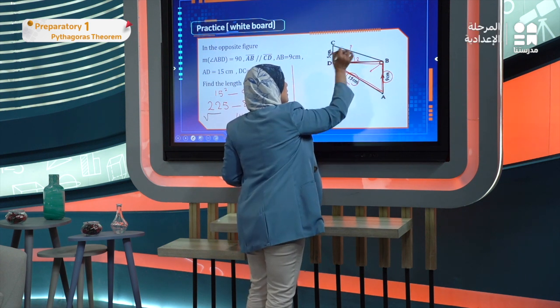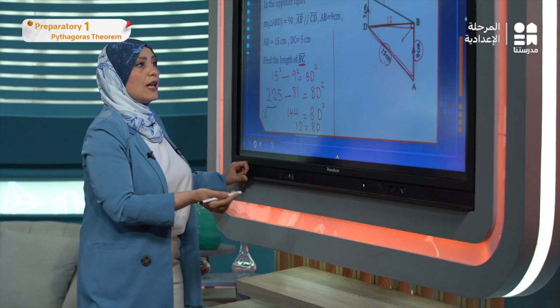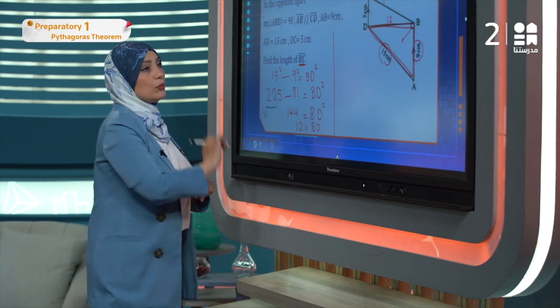We still need BC. Here it is. We need BC in the question. How can we find it? Now we have another triangle. Let me make it with blue. This one.